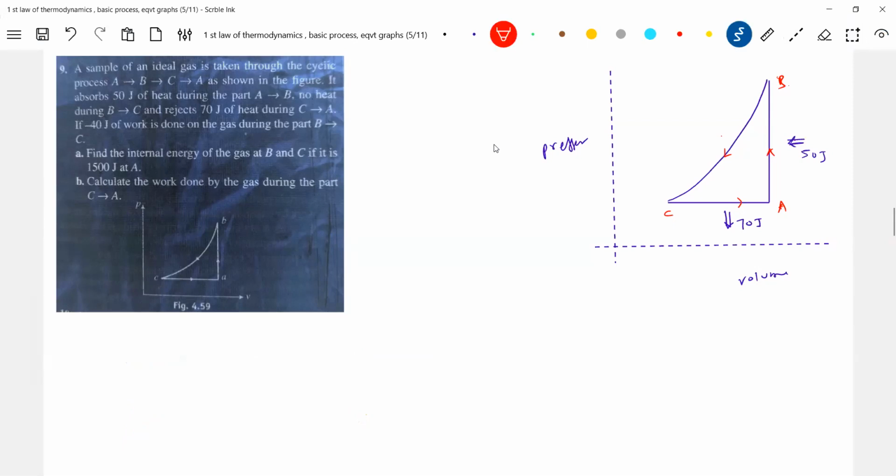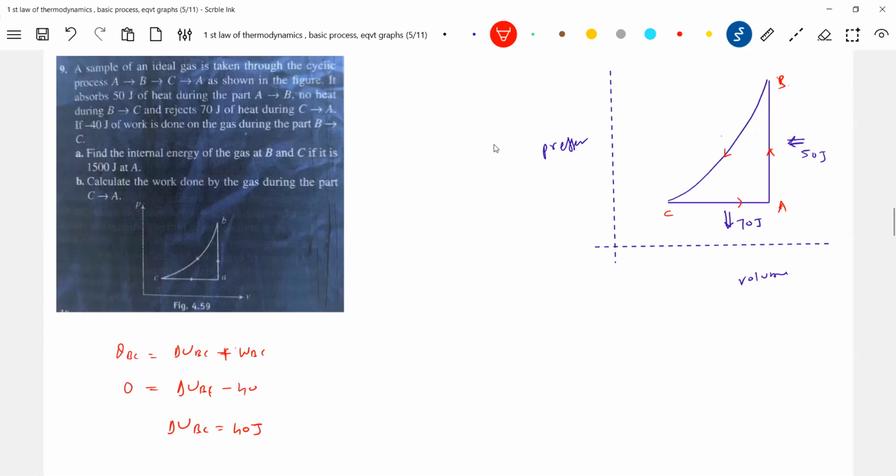Okay, let's take the individual one first, QBC. What is QBC given? No heat during BC, put zero. Work done from B to C is minus 40. So what is delta UBC? Should be equal to 40 joule. Okay, I agree with this. Okay, next again come for this one.